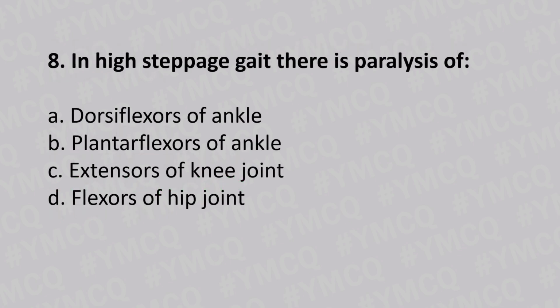In high steppage gait, there is a paralysis of option A dorsiflexors of the ankle, option B plantar flexors of the ankle, option C extensors of the knee, option D flexors of the hip, and the answer is option A dorsiflexors of the ankle. Moving to our ninth question.